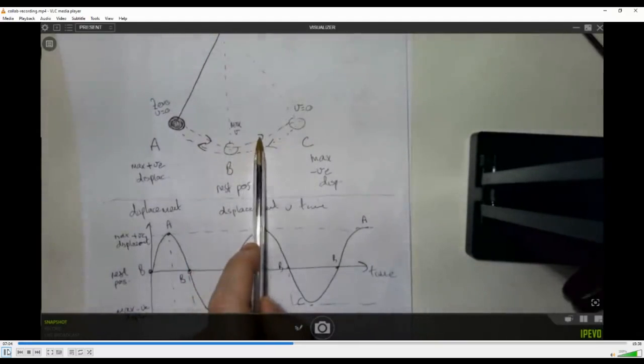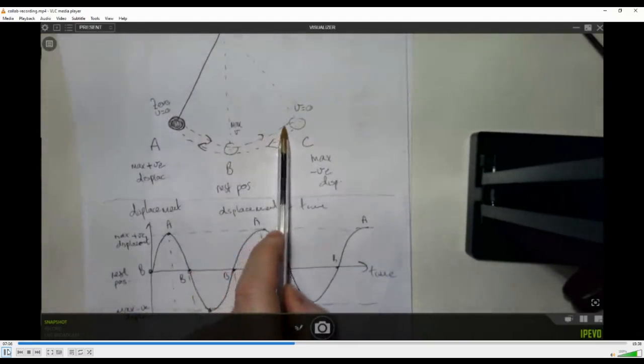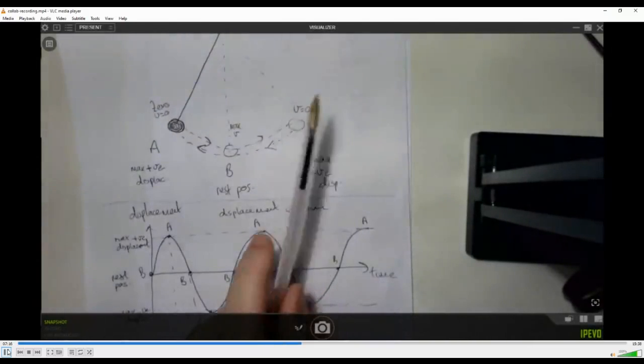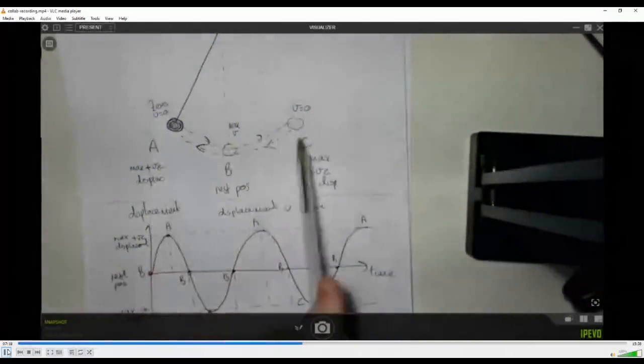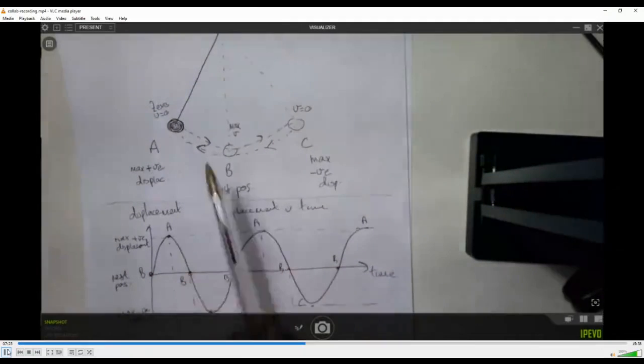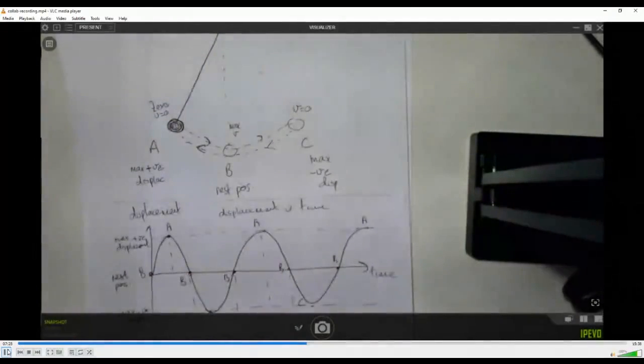And as I move out, restorative force increases, velocity slows. I get to this point here where I have 0 velocity, I have maximum restorative force, and I have maximum displacement from the rest position. So that's our pendulum, and that's what we're going to study. We're looking at a cycle, and we're looking to determine the time for one complete cycle.